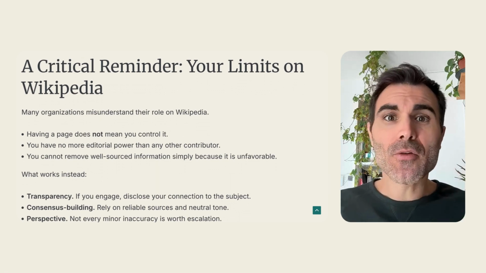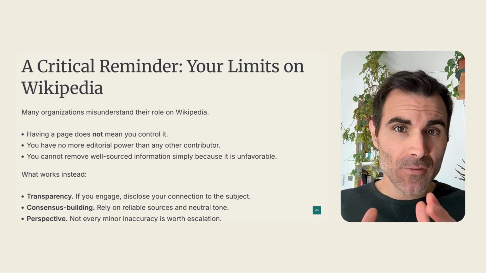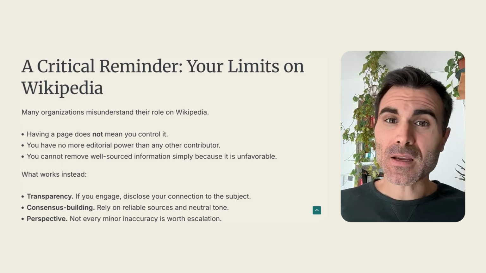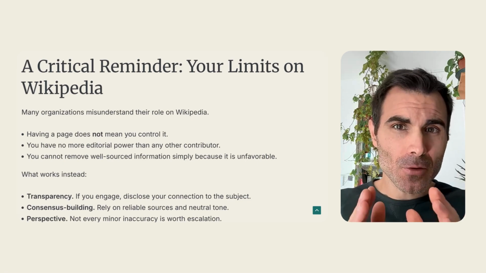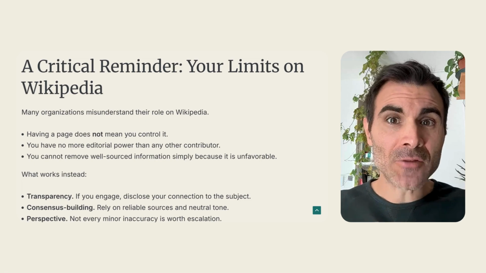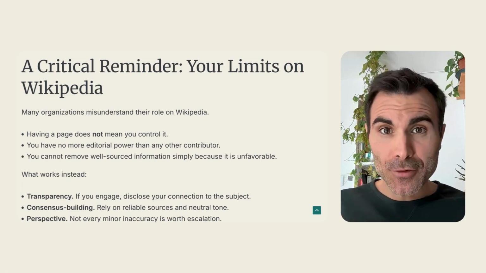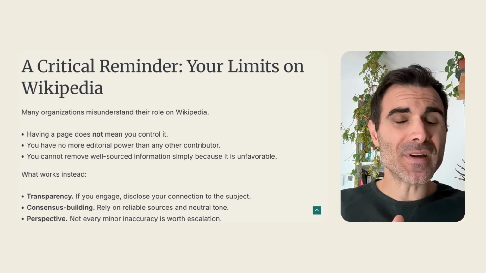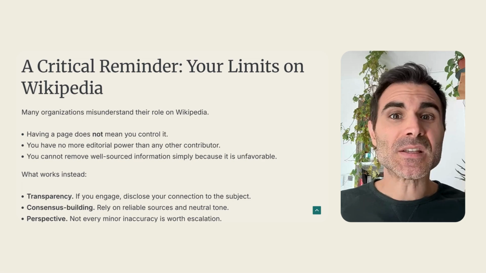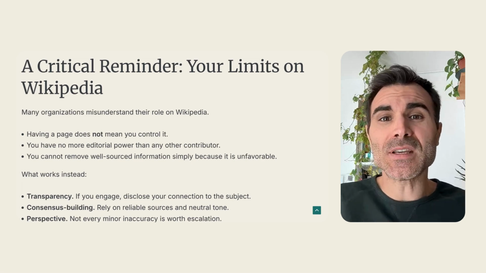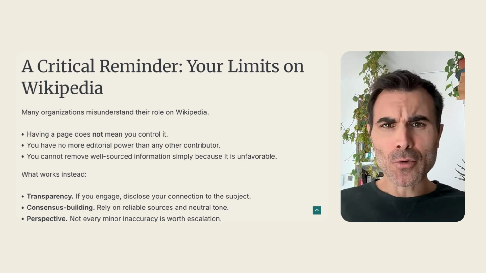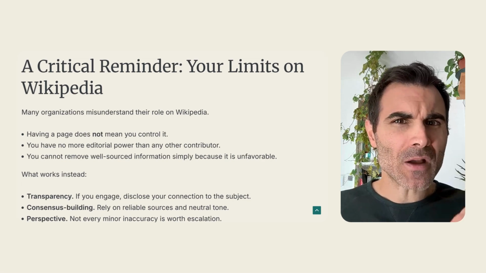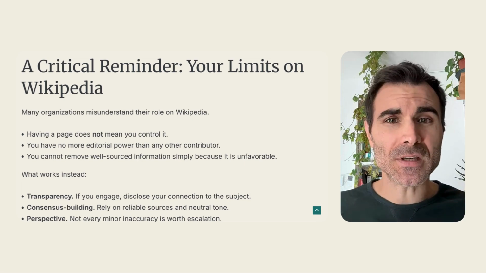Three things. First, transparency. If you engage with the page, disclose your connection to the subject. Second, consensus building. Rely on reliable sources and neutral tone. And third, perspective. Not every tiny inaccuracy is worth escalating. Sometimes it's better to wait or to let the community handle it. This approach is not only more effective, it also avoids unnecessary conflict with the Wikipedia community.